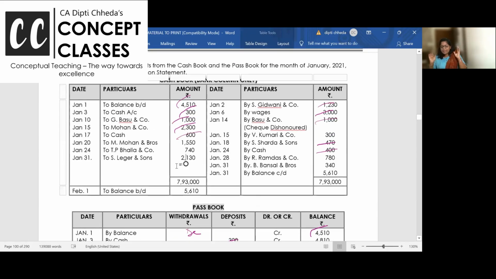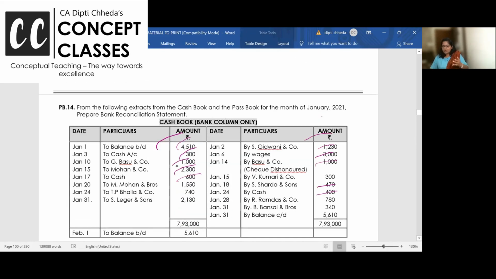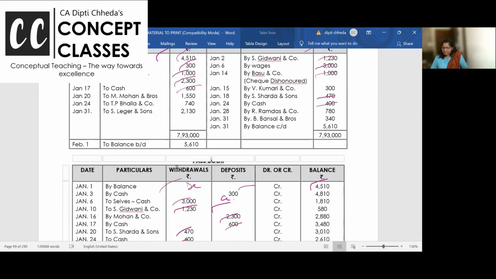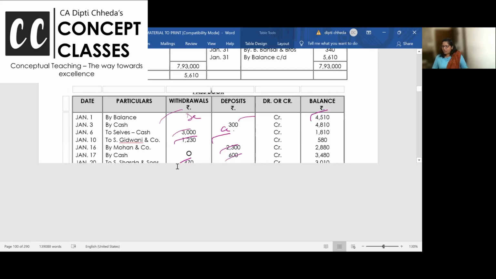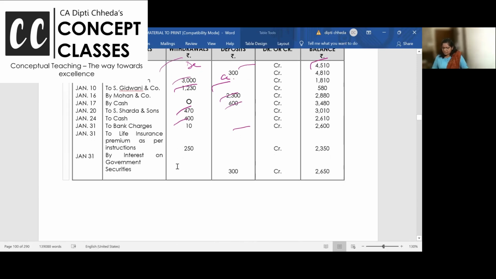I want to repeat what I did. Debit side of the cash book, I checked with deposit. Payment side of the cash book means bank column, I checked with withdrawal. And now the difference I am adjusting. Okay? I am adjusting all the differences. Whatever items are unticked, I will take it. All right. Chalo, let us start.